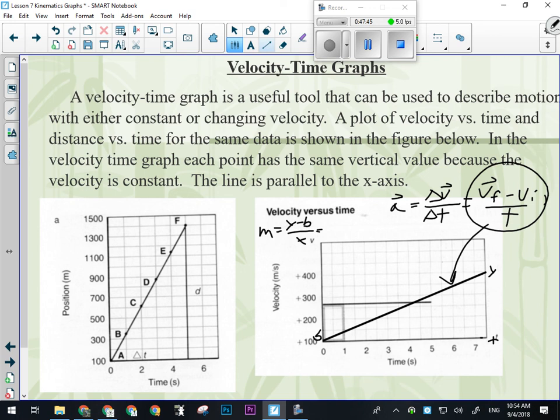Well, y is the final velocity, 400, minus the initial velocity, 100, divided by time, which is, because we did it this way, 7.5 seconds. That's exactly what I would have written if I used that formula. So that formula that you learned last year calculates the slope of a line on a velocity versus time graph. Acceleration is the slope of a line on a velocity versus time graph.